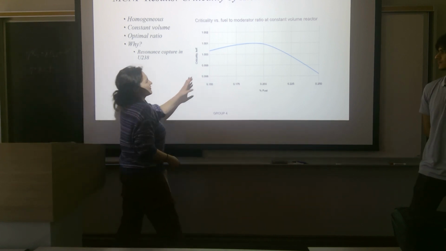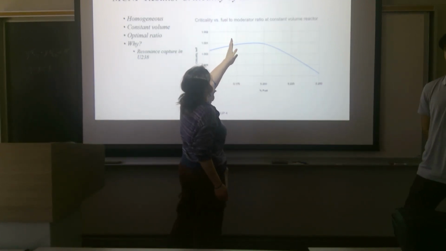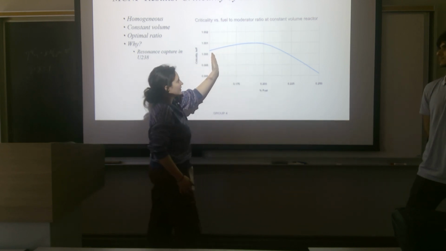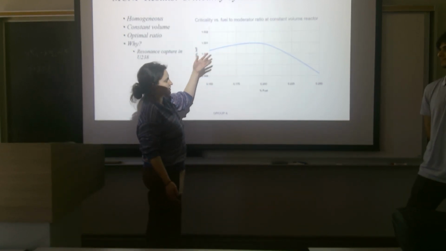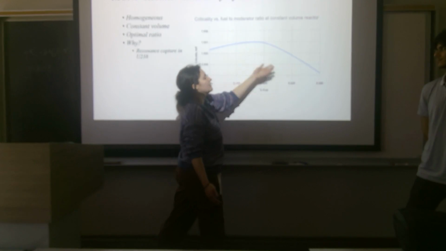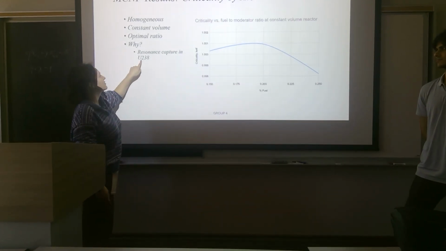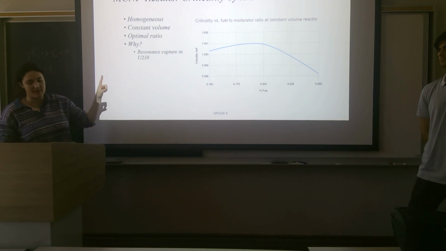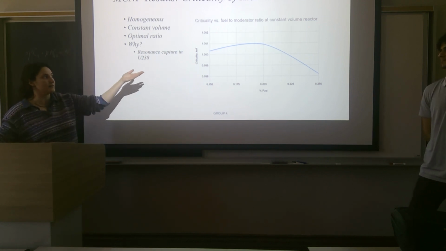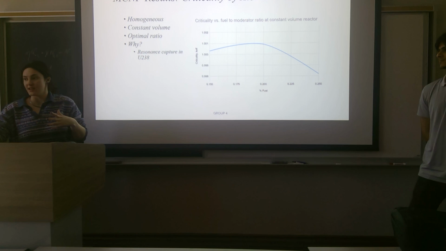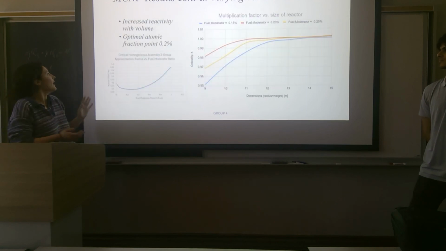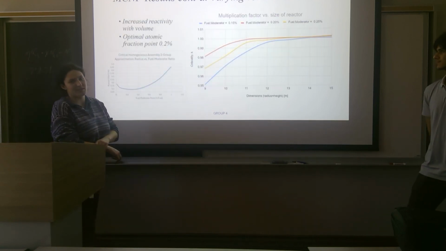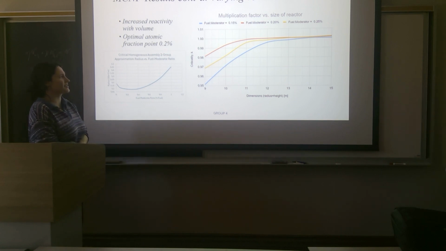And we also see that if the atomic fraction is too low, the criticality isn't going to be high enough, which we would expect because there's not enough fuel. But then if it's too high as well, there's too much U-238 absorption in the U-238. And this obviously was done at, may not be obvious, but it was done at constant volume to keep all other factors the same.